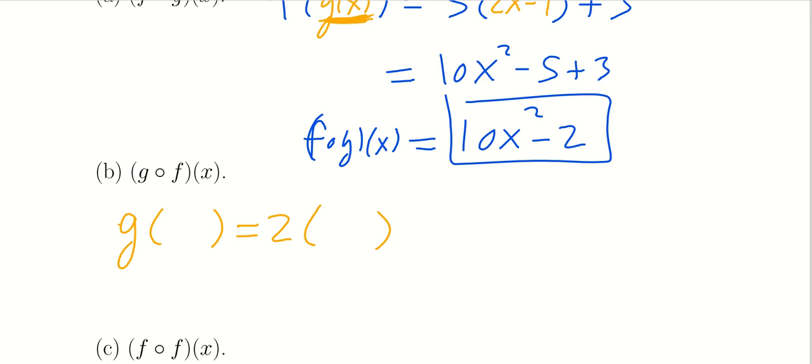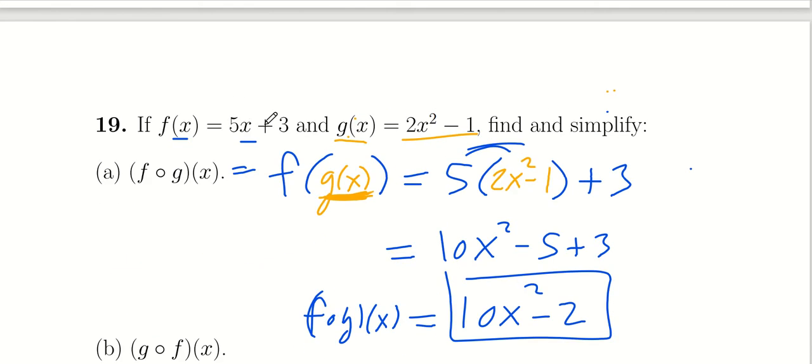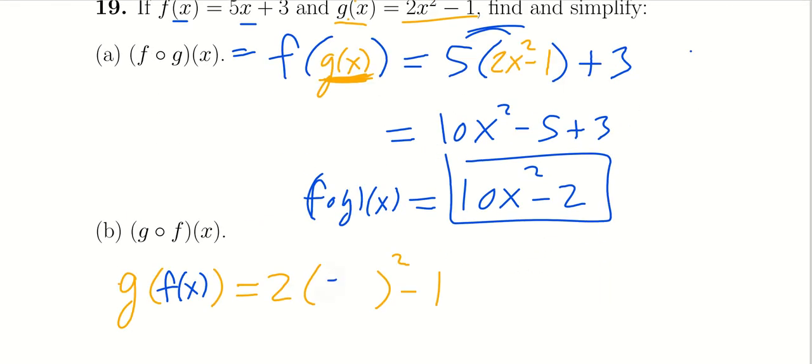So it's 2 times input squared minus 1. And the innermost function, the thing that we're plugging in, is f of x. F of x is 5x plus 3. So that's going to look like this.